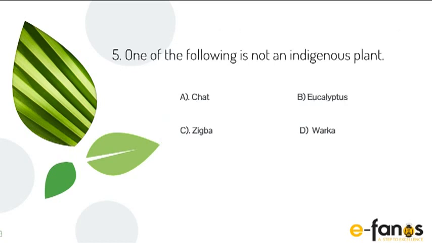Question 5. One of the following is not an indigenous plant. Is it A, chat, B, eucalyptus, C, zigba, or D, walker? And the correct answer is B, eucalyptus.